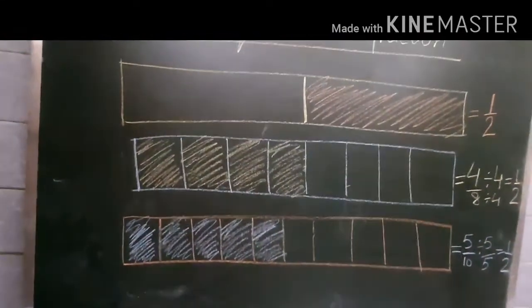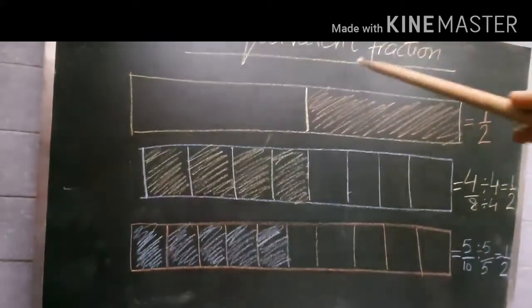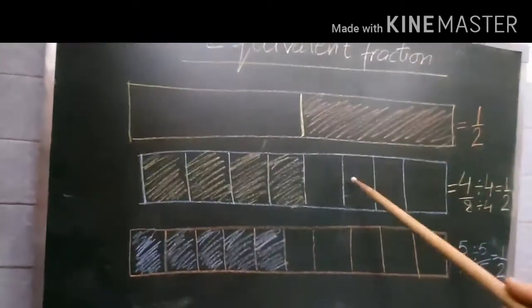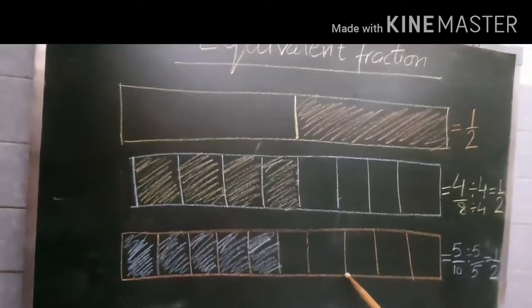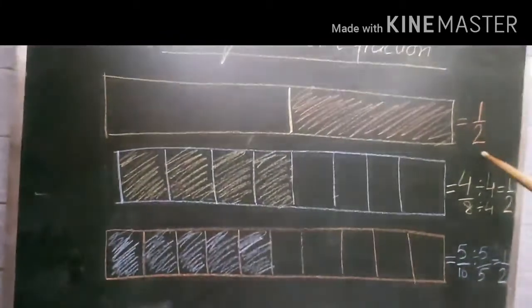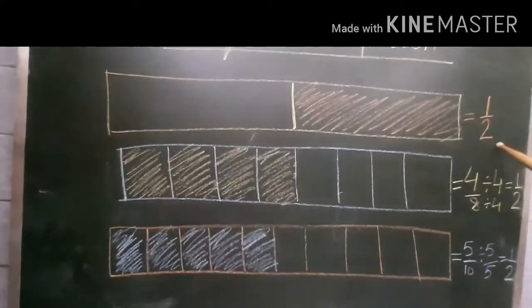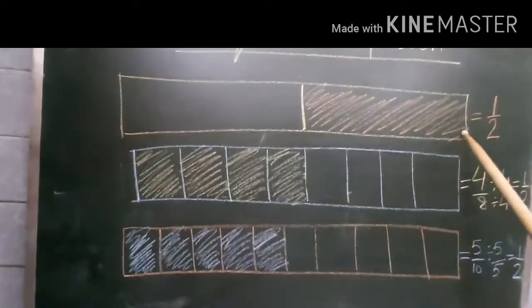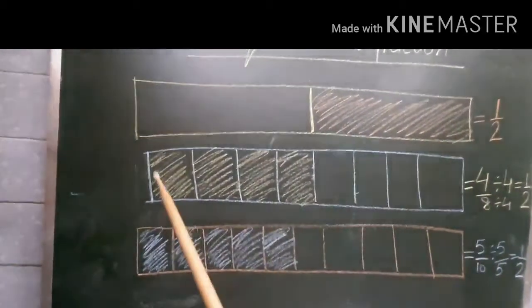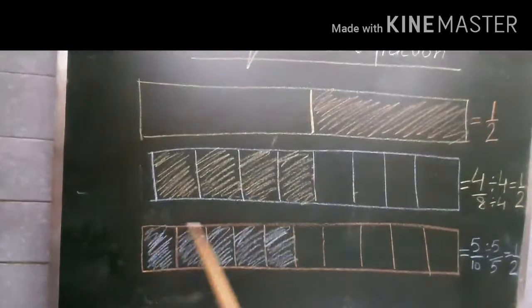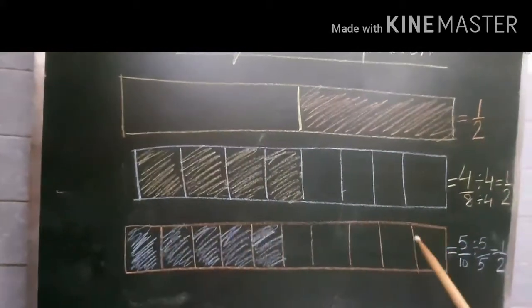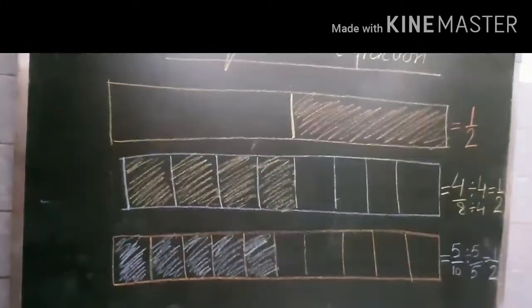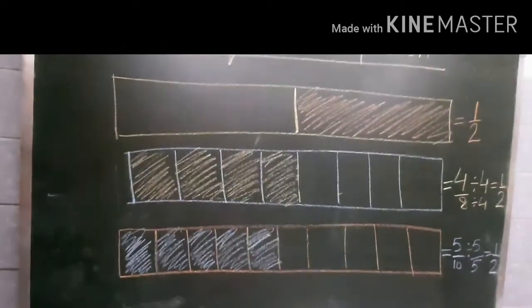So basically, what is the definition of equivalent fractions? Two or more fractions which represent the same value of the whole. When we look at it, it shows half part of that. It is also half of the whole, and that is also half of the whole. So these are examples of equivalent fractions.